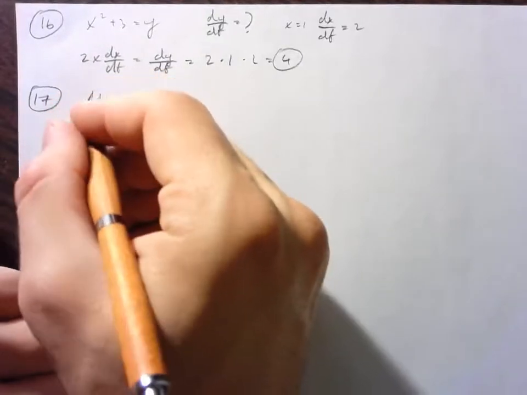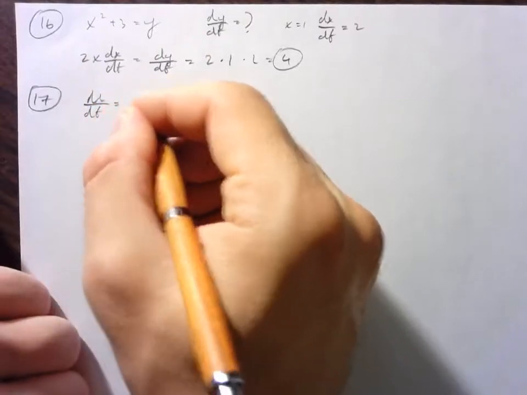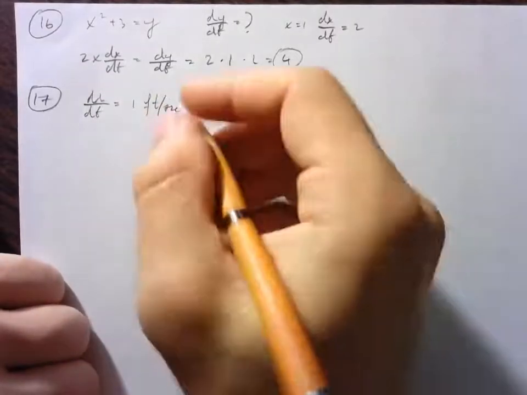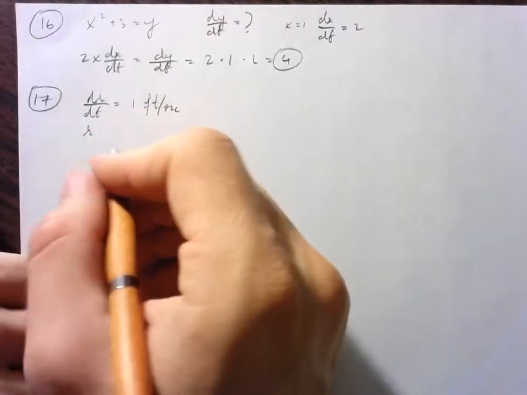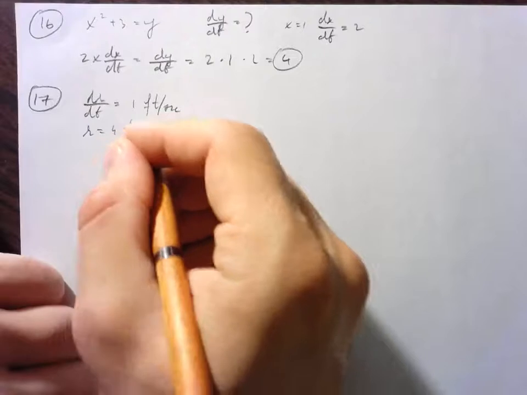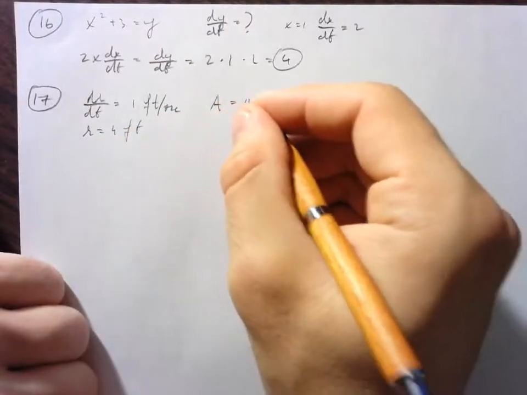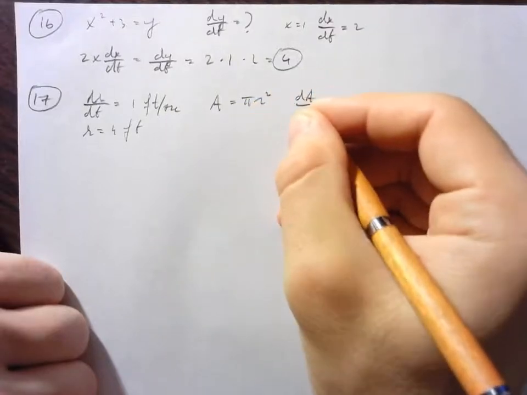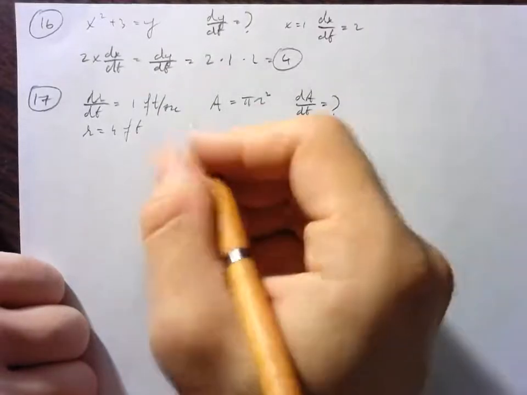So I'm told that basically dr/dt is equal to, and the rate here is 1 foot per second. I'm also told that I need to find at what rate the total area enclosed is changing when r is equal to 4 feet. Well, just like before, the area of a circle is pi r squared, and I need to find dA/dt, right? How fast is the area changing?